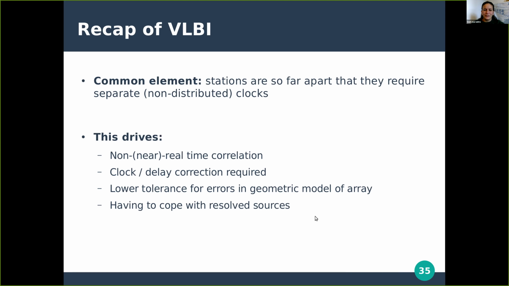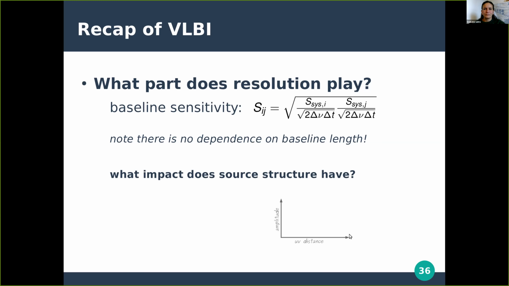So the first thing that I want to talk about is how we cope with resolved sources. So what do I mean about having to cope with resolved sources? This question really is, what part does resolution play? So let's think about this for a minute.